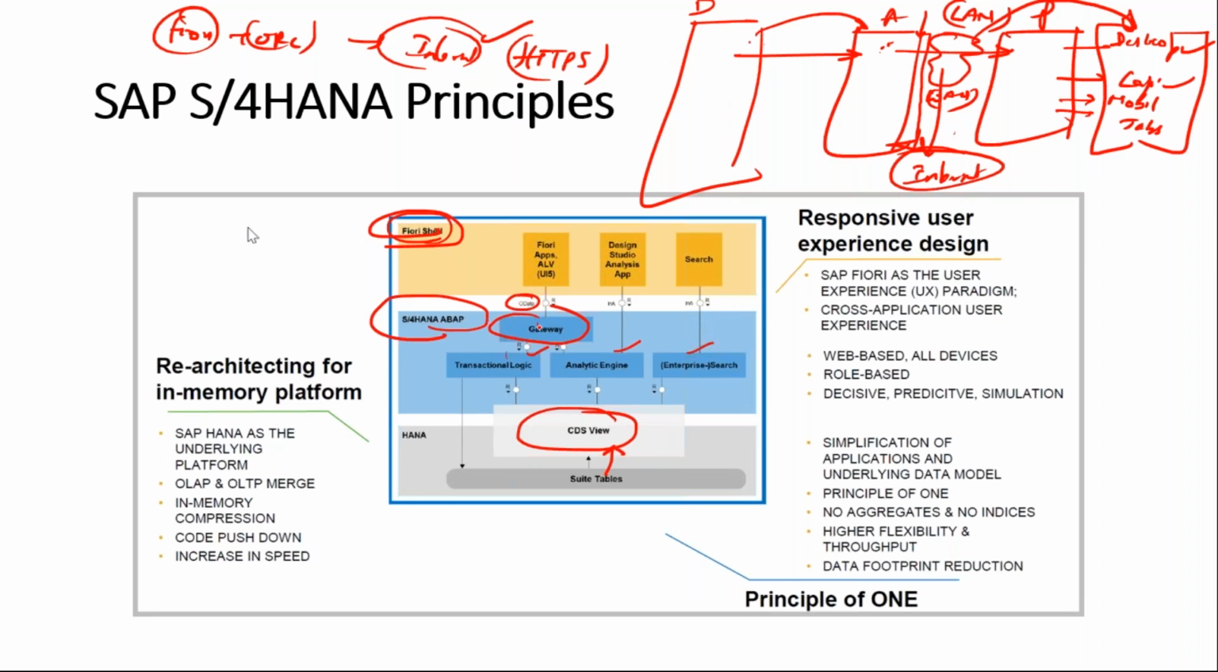So you have an OData service that connects your gateway, because you have your HANA ABAP system and your Fiori. Your Fiori takes all the information, and finally it works with BI tools and gets the information. This is how your entire architecture is structured.